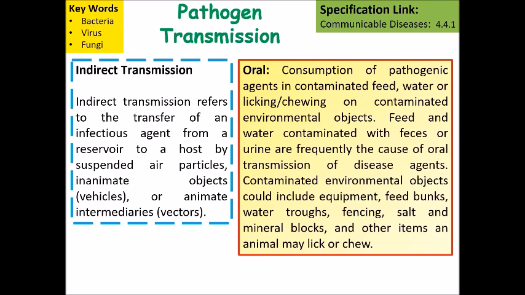Oral: consumption of pathogenic agents in contaminated feed or water, or licking or chewing on contaminated environmental objects, can pass on the pathogens. Feed and water contaminated with feces or urine are frequently the cause of oral transmission of disease agents. Contaminated environmental objects include equipment, feed bunks where farm animals eat, water troughs, fencing, salt and mineral blocks, and other items that animals may lick or chew on.